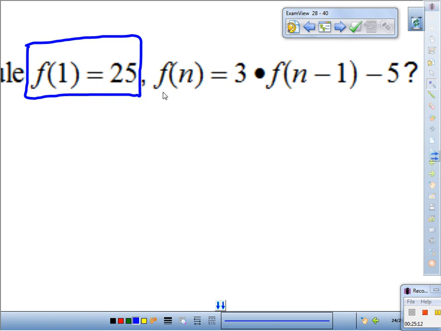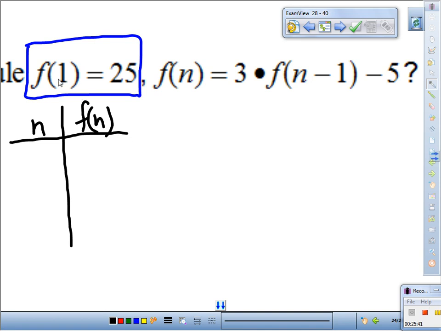What is the rule then? F of n equals 3 times f of n minus 1 minus 5. This is the rule we're going to use. Okay, so then they want which term? The third term. In order to find the third term, I need the first two. Do they give us the first two? No, they just give us the first one. That means I'm going to make a table, and f of n, once again, if you didn't get this, make sure you're writing it down.